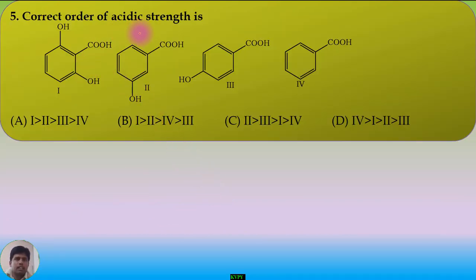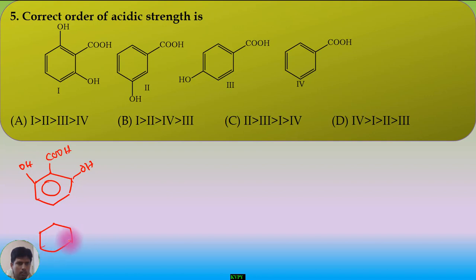Correct order of acidic strength is. So these are derivatives of benzoic acid. Here the most acidic molecule is this one. Why this one? It's very interesting to find that after dissociation, this forms this anion. This is the anion formed, minus H plus. And this anion is extremely stable due to hydrogen bonding.